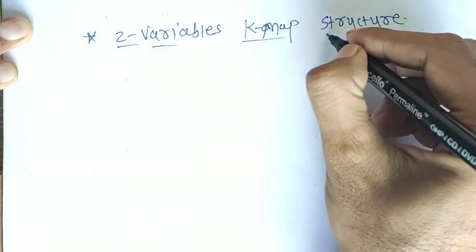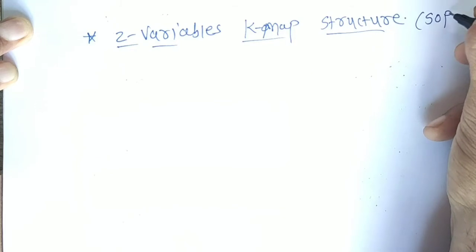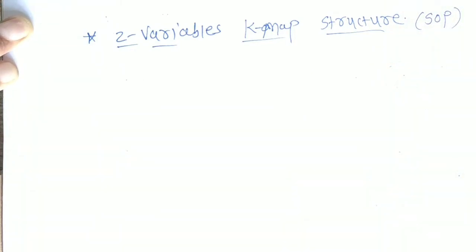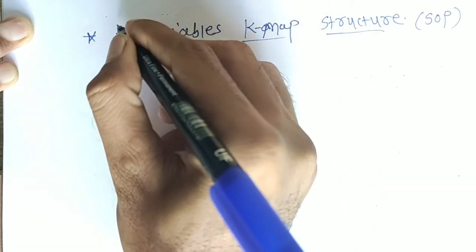And right now we have to discuss each and every structure in the form of the SOP, sum of product, right? After completing the 2 variable, 3 variable, 4 variable and 5 variable structures in SOP form, we can discuss the POS form. Now, how many variables are given?